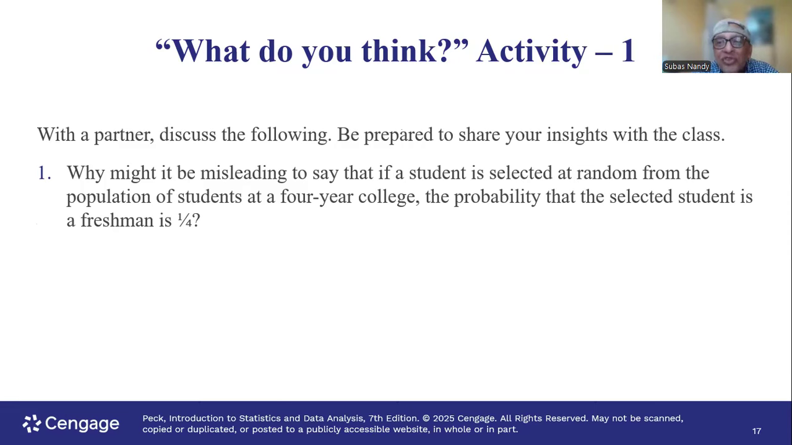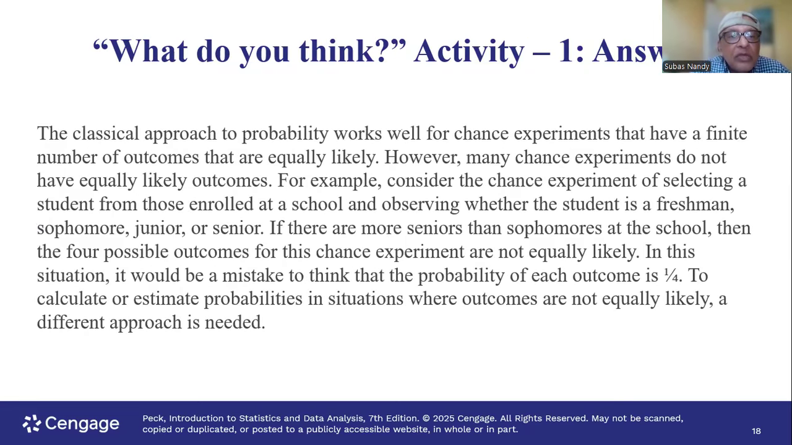So you cannot say the probability of freshman is equal to the probability of sophomore is equal to the probability of junior is equal to the probability of senior is equal to 1/4. That is not true, because the number of students in each class, freshman, sophomore, junior, and senior, is not equal.